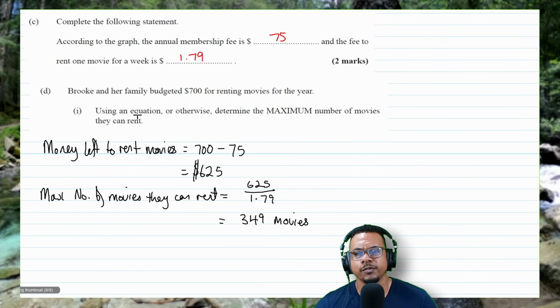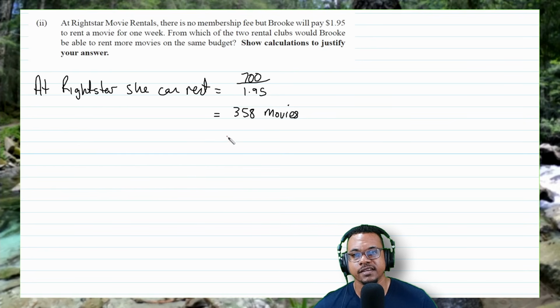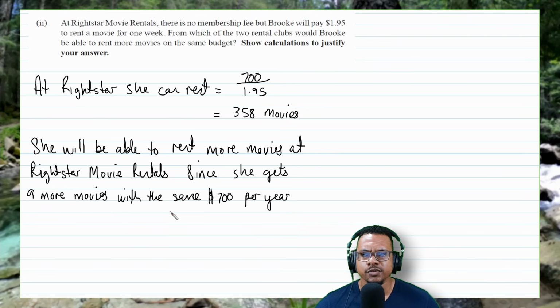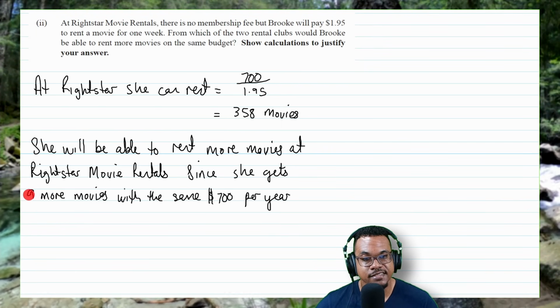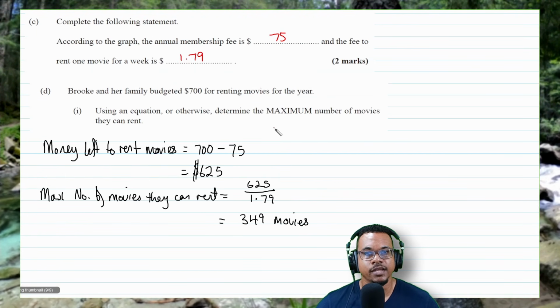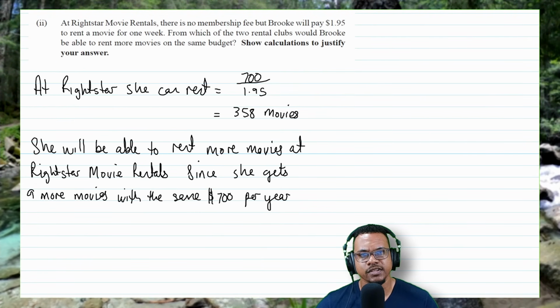Now if we go back to the other video rental, it was 349 movies. So you're paying an annual fee plus a lower weekly rental, but you can only rent 349, whereas here it is 358. So obviously, more movies at Right Star. Let's write up the justification. She'll be able to rent more movies at Right Star Movie Rentals since she gets 9 more movies. How do I get this 9? Well, 358 take away 349 will be 9. So 9 more movies at Right Star with the same $700 per year.